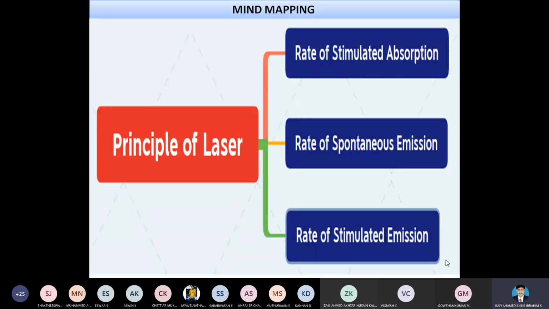As we know, the laser is defined as light amplified by the stimulated emission of radiation. Light Amplification by Stimulated Emission of Radiation is the expansion of LASER, the acronym for laser. So from this expansion, from this acronym, we can define the principle. The principle is the stimulated emission.